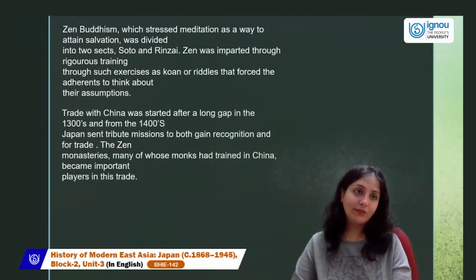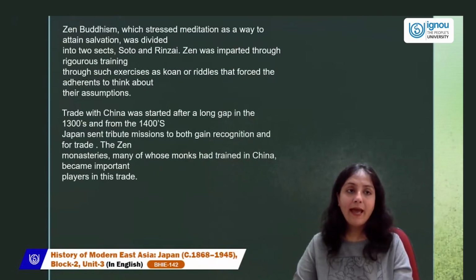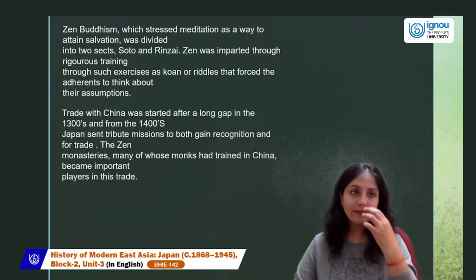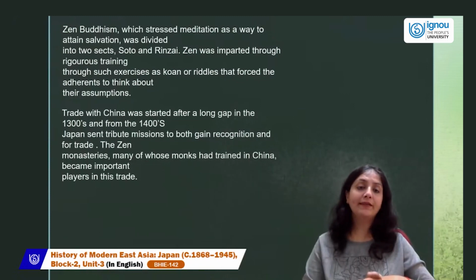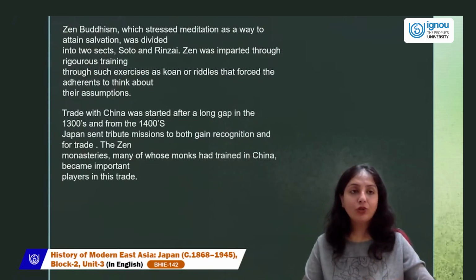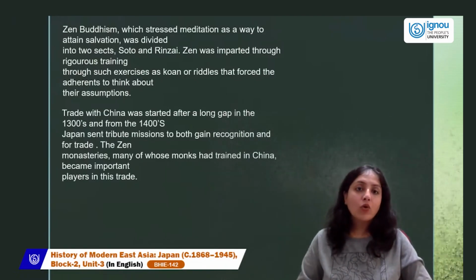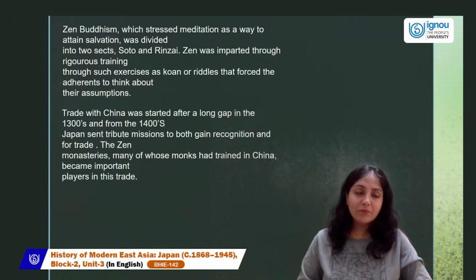Next, Zen Buddhism. Buddhism was a very important religion at that time, and Zen stressed meditation as a way to attain salvation. Zen Buddhism was divided into two sects, Soto and Rinzai. Zen was imparted through rigorous religious training, through such exercises as koan, or riddles, that forced the adherents to think about their assumptions.